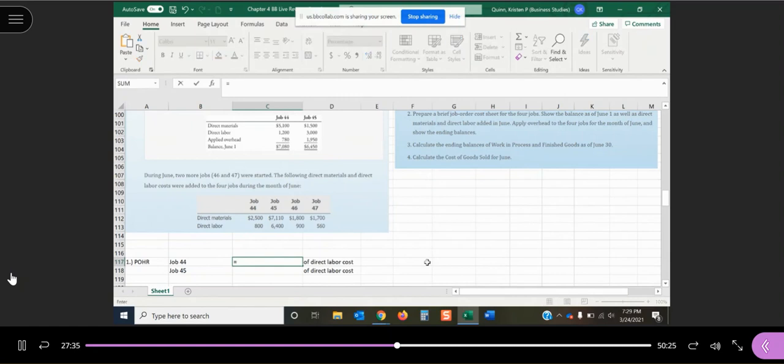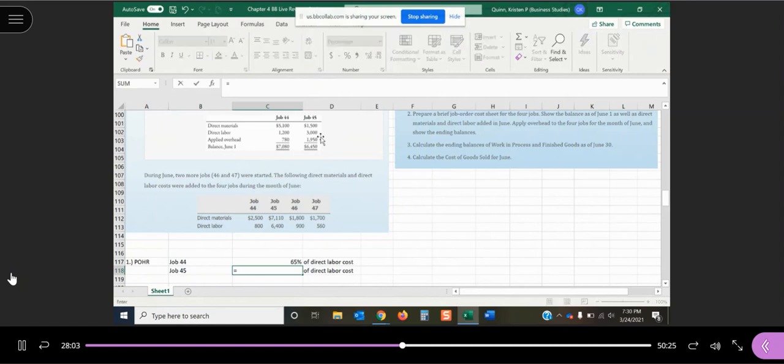So job 44, we had a total overhead applied of $780 last month. And remember, our driver is direct labor cost, and we know that they incurred direct labor cost of $1,200. So if we divide the 2, it tells us that our overhead that was applied based on that direct labor was 65%.